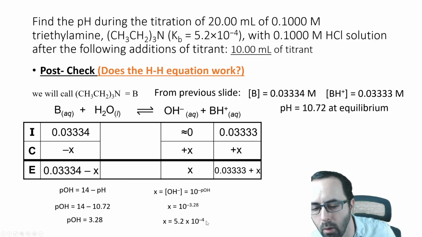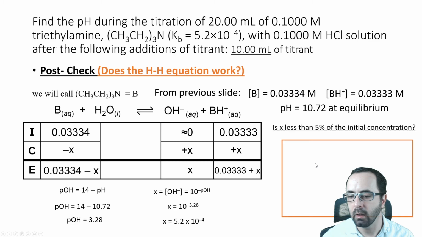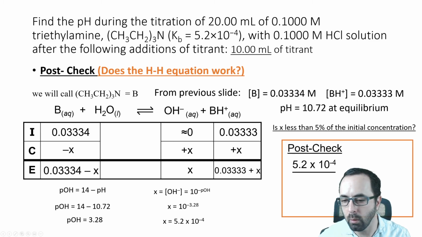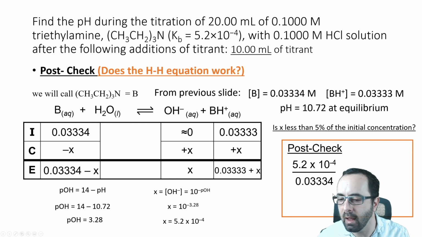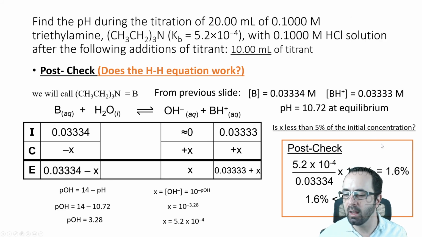And so the question now is: is X greater than 5% of our initial concentrations here? So we're going to take X and divide it by our initial concentration, 0.03334, and see if that is greater than 5%. Let's calculate it. 5.2 times 10 to the minus 4, divided by 0.03334, and then times 100 to make it a percentage. And we get about 1.6%. So 1.6% is less than 5%.